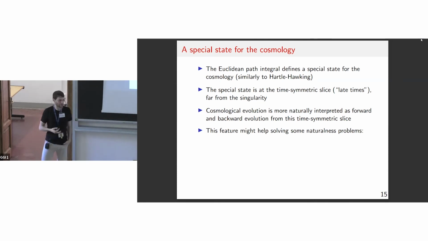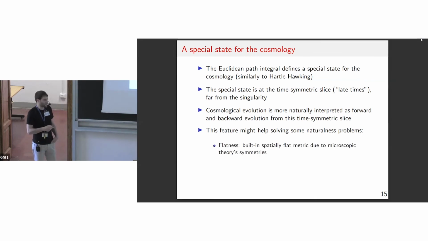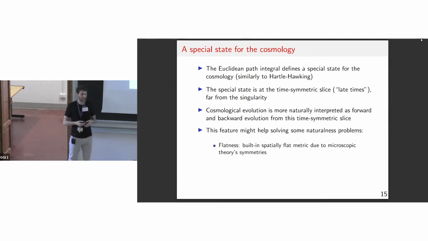Of course, inflation can solve them all. And I'm not saying that in our models we don't need inflation. I will comment about that later. It might be that we don't need inflation, but at least for some of the naturalness problems, we might not need inflation. Flatness, okay, flatness is the easiest. It's just built in because the macroscopic theory is on R3. And so we just have a spatially flat Friedmann universe. So the flatness problem doesn't arise at all in this case.